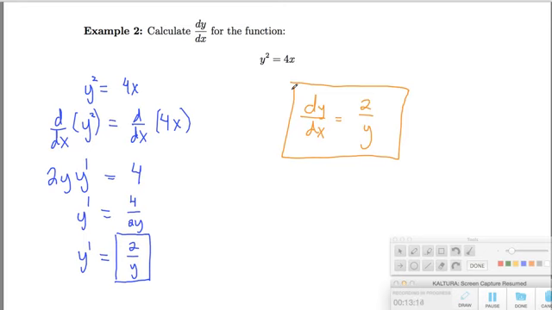So that's the answer for that one. Now what we can do is go on to the next example if you're ready.